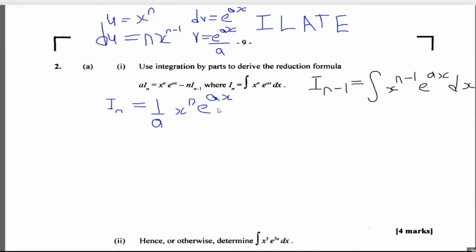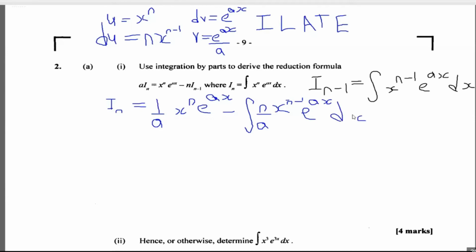So it's 1 over a x^n e^(ax), minus the integral of v du. v du is going to be n over a times x^(n minus 1) times e^(ax) dx. So this question is so easy.